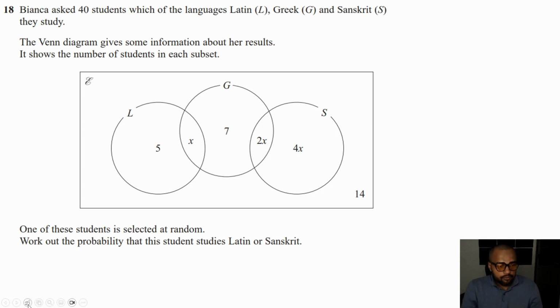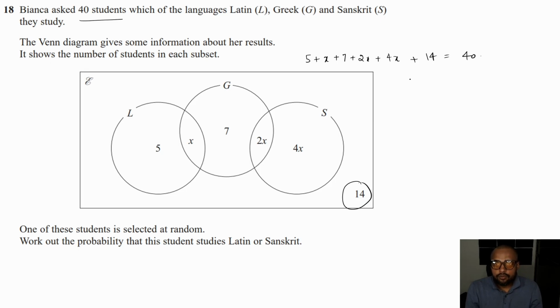A Venn diagram is given here, students. The total number of students is also mentioned, that is 40. So what we can do is add all the numbers which are given in the data: 7 plus 2x plus 4x, and this data will also be counted, 14. That will be equal to 40.